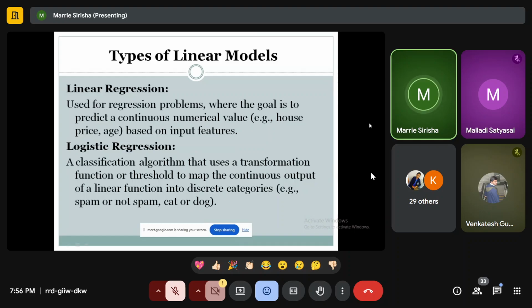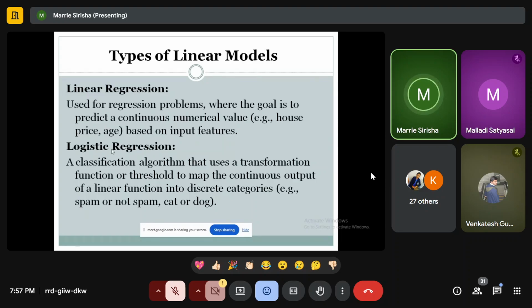And logistic regression. What is logistic regression? It is a classification algorithm, but here we are using a threshold function, or you can say a transformation function. Why is this? Because sometimes we may miss the linearity. When we apply our algorithm and the graph does not come out linear, we are adding a threshold value. What does that threshold value do? It gives linearity to our graph. It makes sure that our graph is linear, simple.